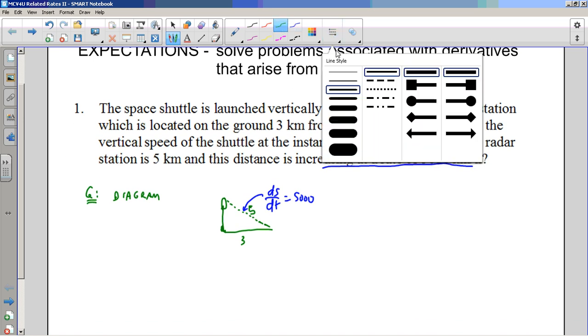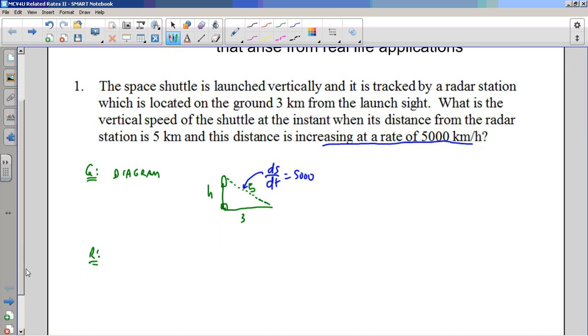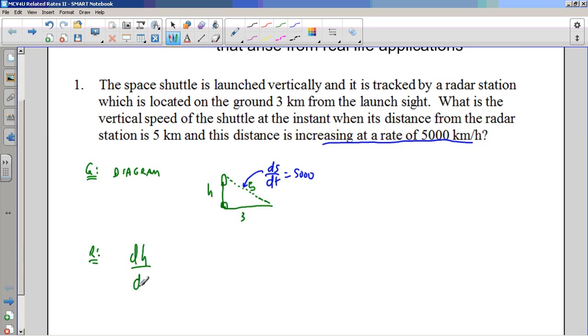What's required? We want to find what is the vertical speed of the shuttle. Well, I said this is the height. We want dh dt when this distance is 5. So we could say that we have s equals 5, right? But actually, once we have 5, we can calculate what h is too, right? This is just Pythagorean theorem.